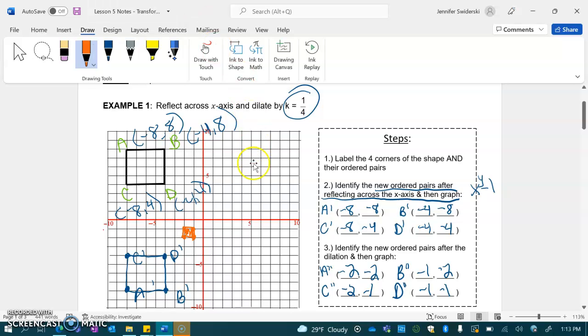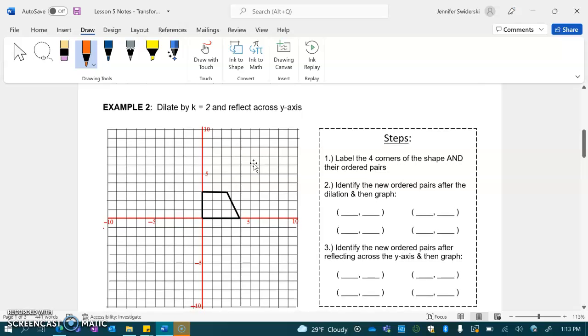All right, so for example 2, they want me to dilate by 2, and then they want me to reflect across the y-axis. So when I do that, I need to start by multiplying by 2. So first we need to find my points. I'm going to call this guy A, I'll call this guy B, I'll call this guy C, and this guy D. First, I need to find those ordered pairs.